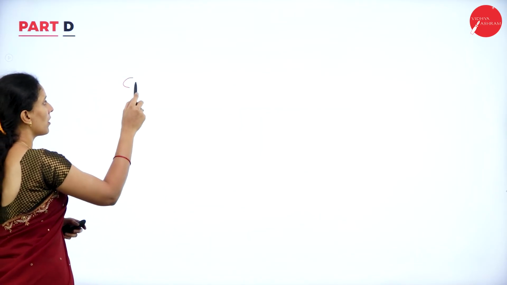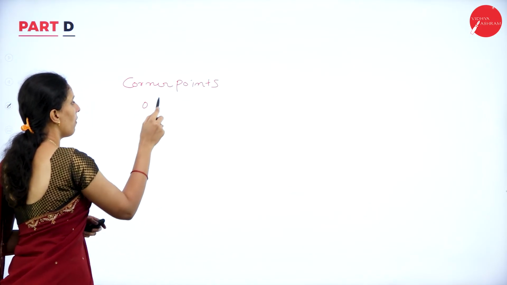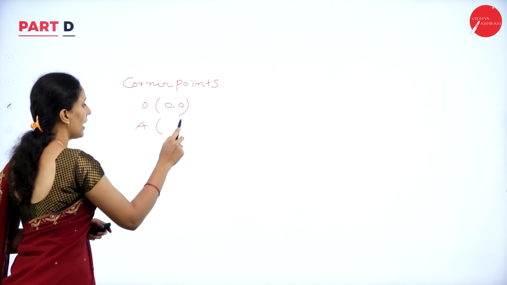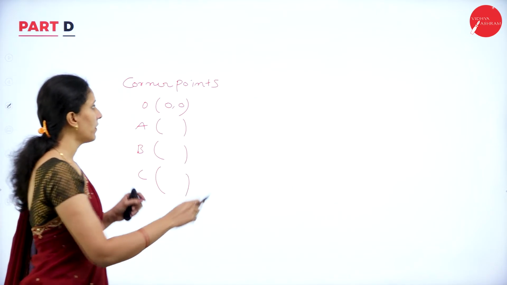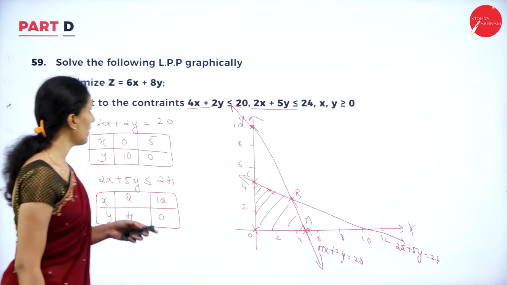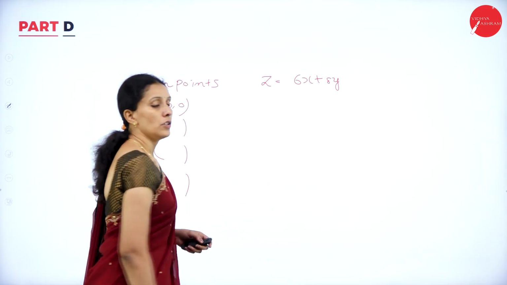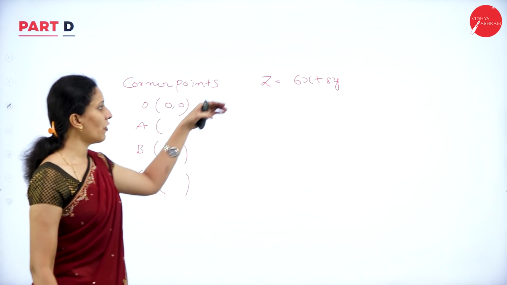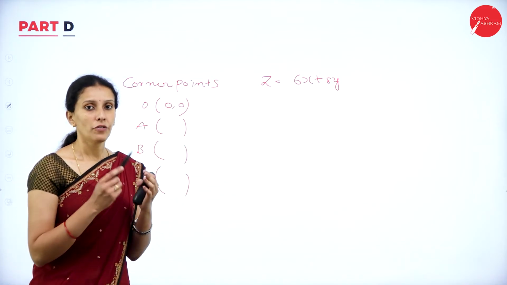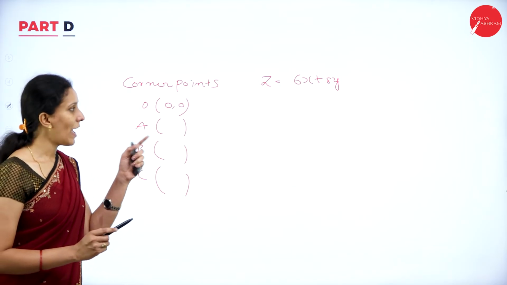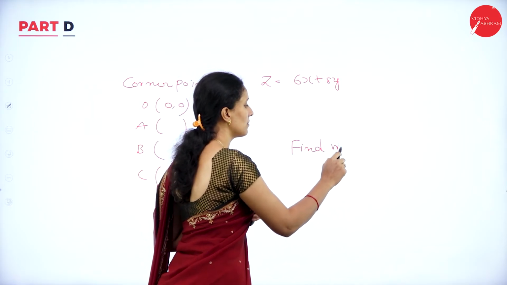So we have the corner points here. So we have origin in the form of 0, 0, A, B, C. Find the point using the graph, then substitute in the given function, that is 6x plus 8y. So once you find the corner points, put the value of x and y, find each value for the particular coordinate. So for which point you will get the value of z as maximum. So you need to find the maximum.